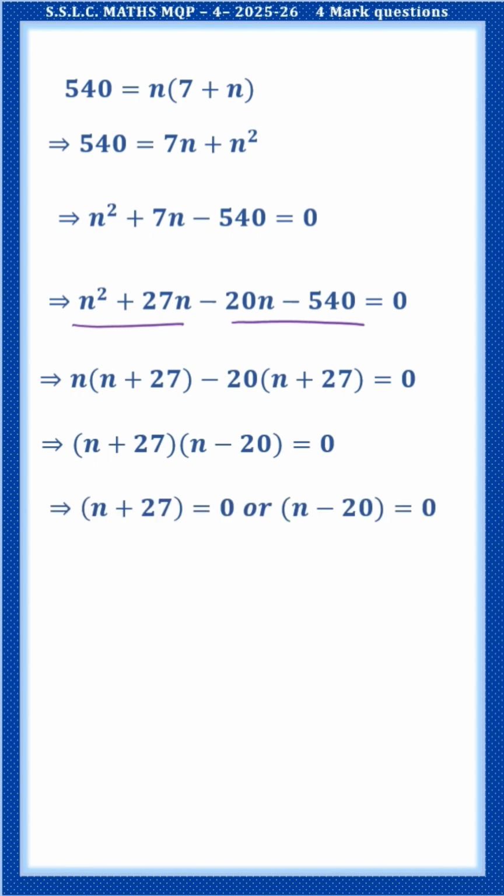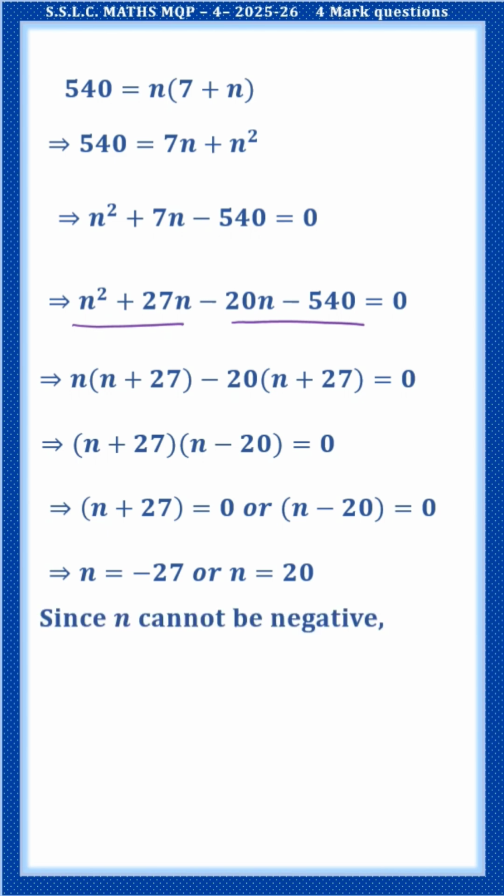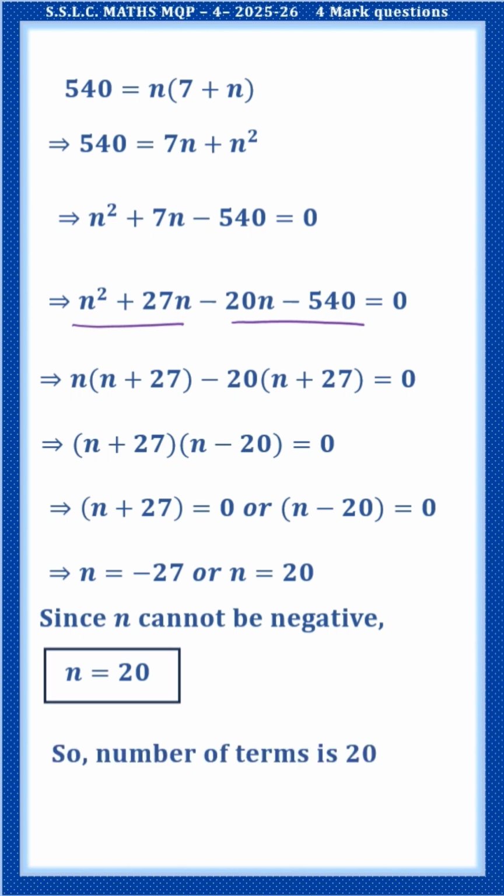n plus 27 is equal to 0 or n minus 20 is equal to 0. So n is equal to negative 27 or n is equal to 20. The number of terms cannot be negative. So n is equal to 20. So the number of terms here is 20.